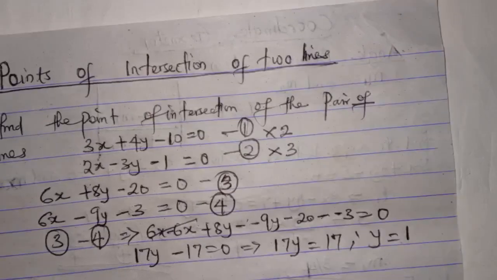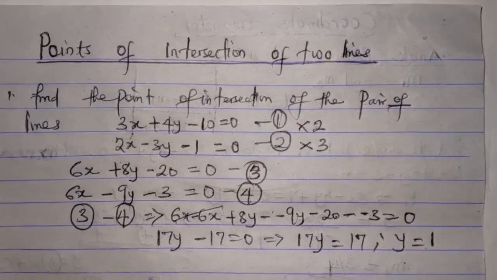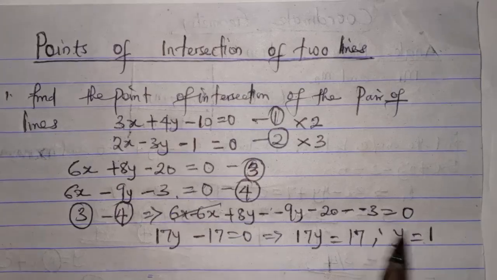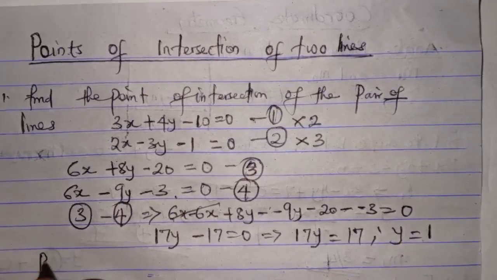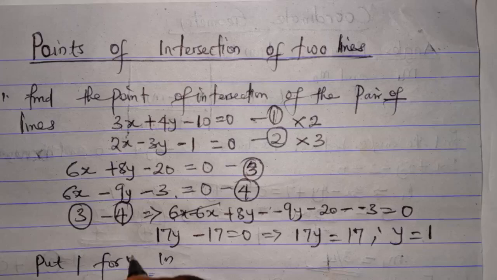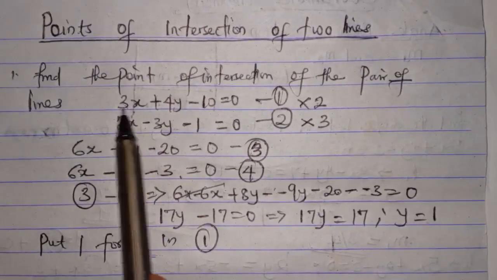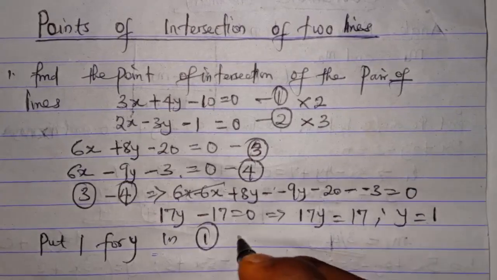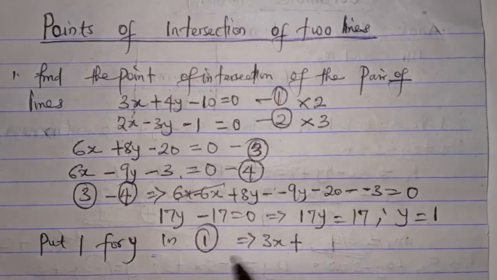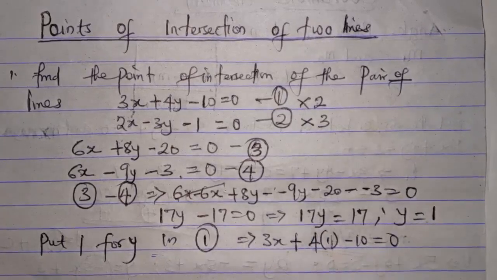So y is 1. What then is x? Let's make a substitution now. In place of y, in either of the 4 equations, we can write 1. So I'm going to put 1 for y in equation 1. So I'll be having 3x plus, this is now 4 times 1, minus 10 equal to 0.